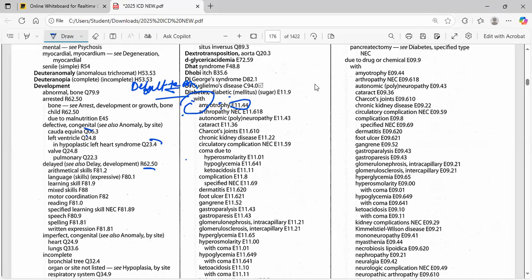So we have an instruction with the "with" that we have to use the combination code unless the doctor clearly states that these two conditions are not related to each other. Then only we have to use two different codes. If the relationship is not mentioned or is absent from the documentation, then we have to use the combination code. So just remember one thing, "with" is listed just below the default term because we always need to prioritize the combination code only.